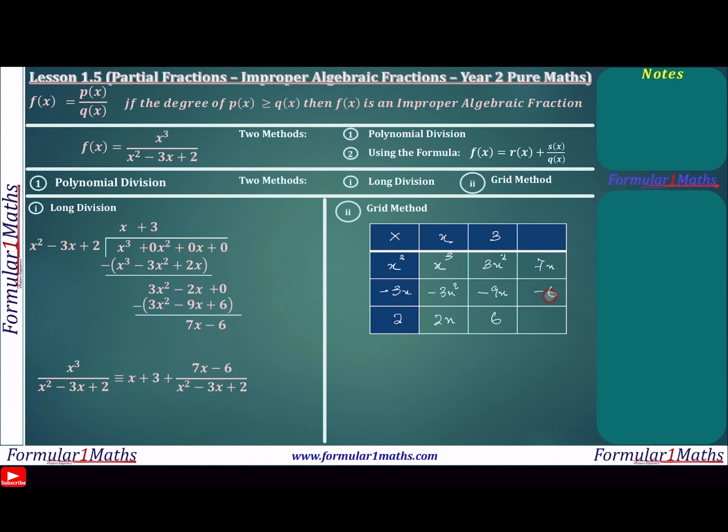So now x cubed over x squared minus 3x plus 2 will be equal to x plus 3 plus the remainder, which is 7x minus 6, over the divisor. So I get the following. And that's exactly what we got using the long division method. So these are the two methods. This is the long division method, and this is the grid method. So that's polynomial division. So next we're going to look at using the formula.